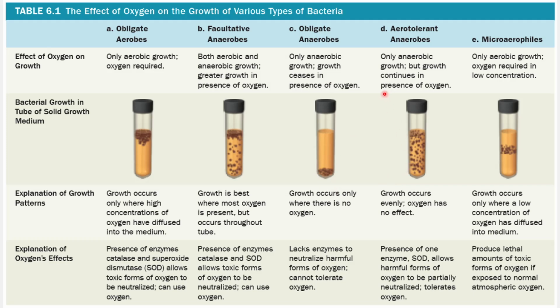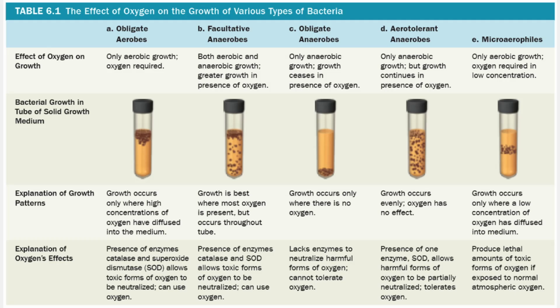Aerotolerant anaerobes are not harmed by oxygen, but they are also not benefited by oxygen, and so this means that they are expected to grow evenly throughout the tube and be completely unaffected by the amount of dissolved oxygen at the top versus the bottom. And lastly, microaerophiles usually require somewhere between 1% and 10% oxygen, so they'll usually grow somewhere towards the top of the tube, but not at the very top like the obligate aerobes, because that percentage of oxygen would be too high for them.